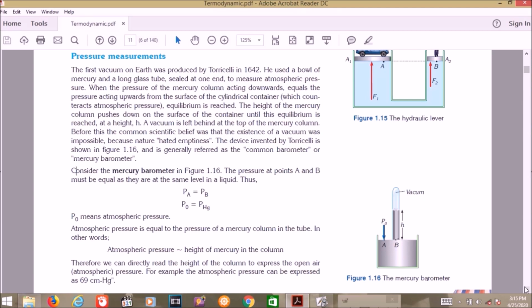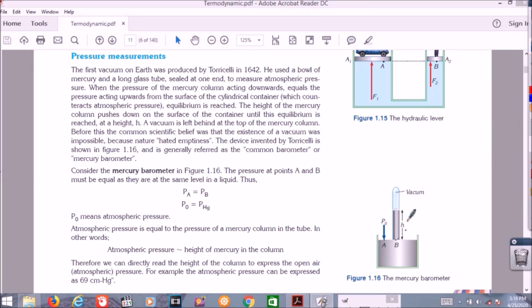There is a cylinder container containing mercury, and a long glass tube above it. When the long glass tube is put like that, the mercury inside the container moves up to a certain height, given the symbol H, and here becomes a vacuum. Torricelli is also the first founder of a vacuum condition on Earth. There is pressure from the atmosphere, P0, and based on pressure and its relation with depth, at points where the depth is equal, the pressure is equal.